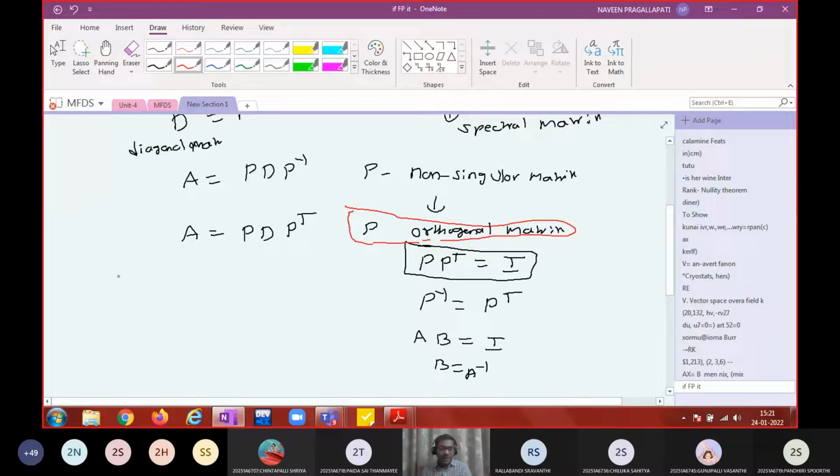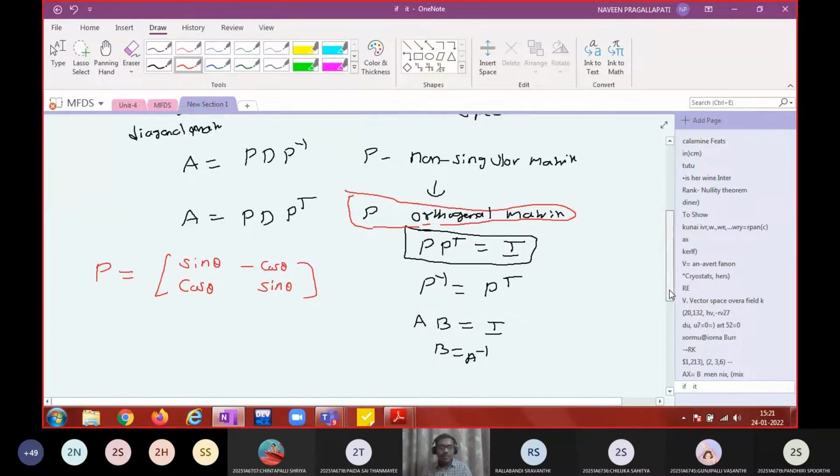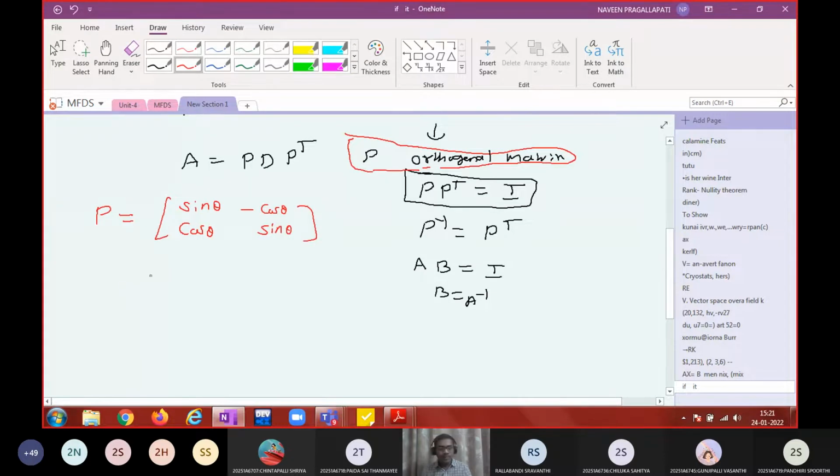And how do you find an orthogonal matrix? You know, there are two important properties of an orthogonal matrix. I will write one example: sin theta, cos theta, minus cos theta, sin theta. So you see this one. If you verify P into P transpose, you will observe that this is going to be the identity matrix. That means it is an orthogonal matrix.